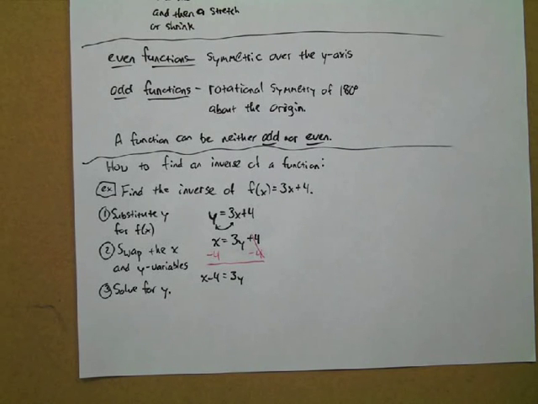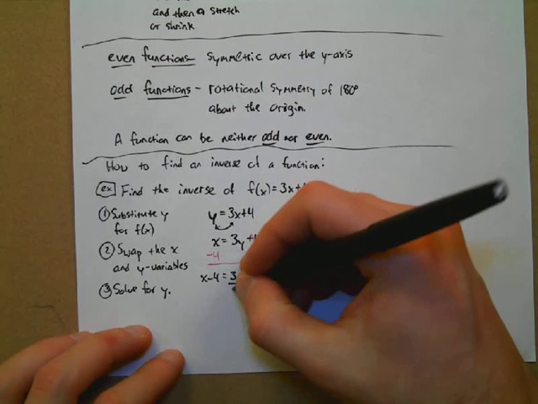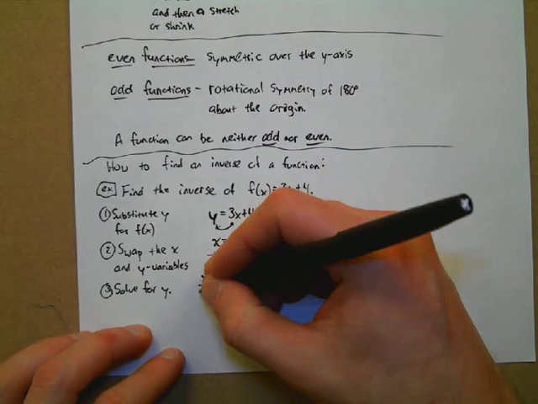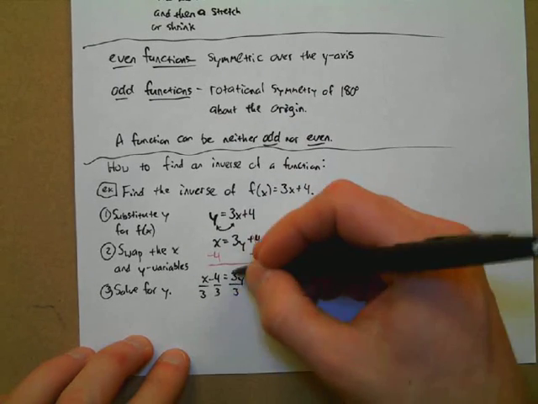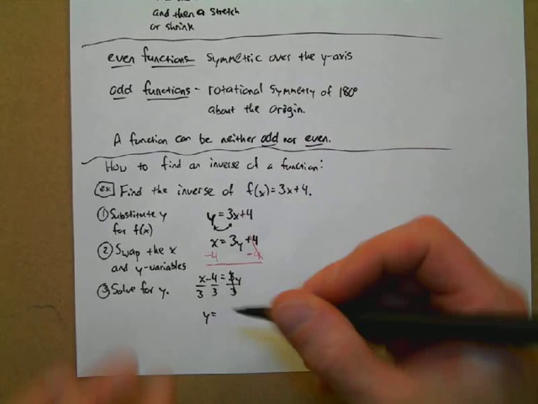Now technically I shouldn't have stopped there. I should now write it as f inverse of x equals 1/3 x minus 4/3. And that's the inverse function right there.